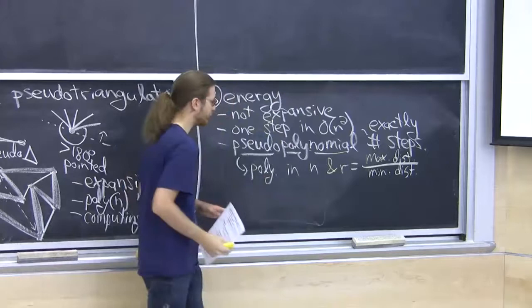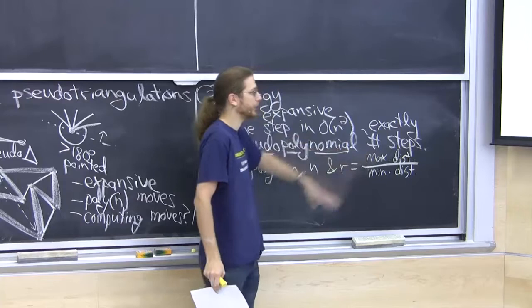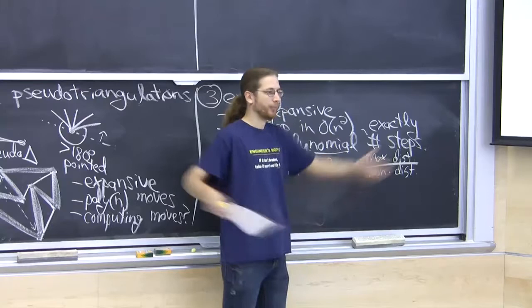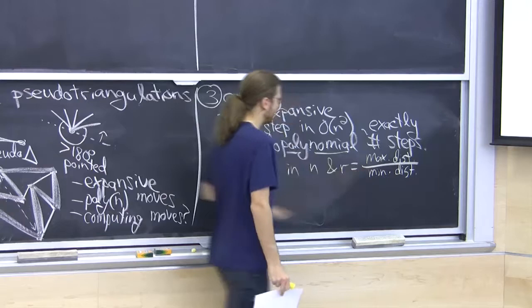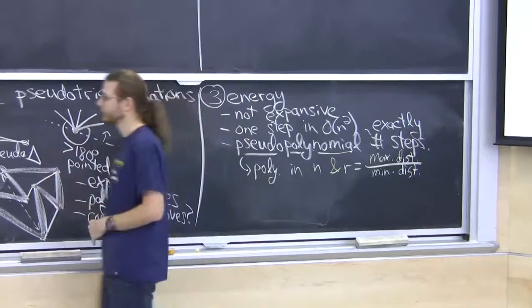Not a big deal. So this is a geometric feature of the input. It has nothing to do with n. N could stay fixed, and you could change this to whatever you want by making nastier and nastier examples. And nastiness is measured here by how big your linkage is versus how tight things get. So as long as that's reasonable, this is going to be a polynomial number of moves. So this is a good bound. It's better than all the others that's been proved anyway.